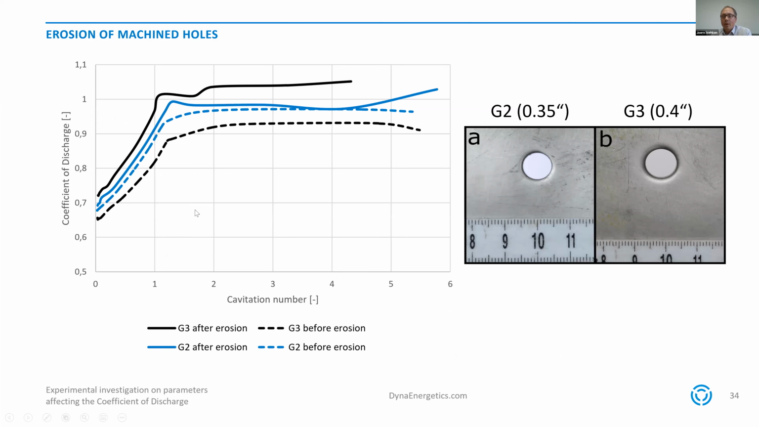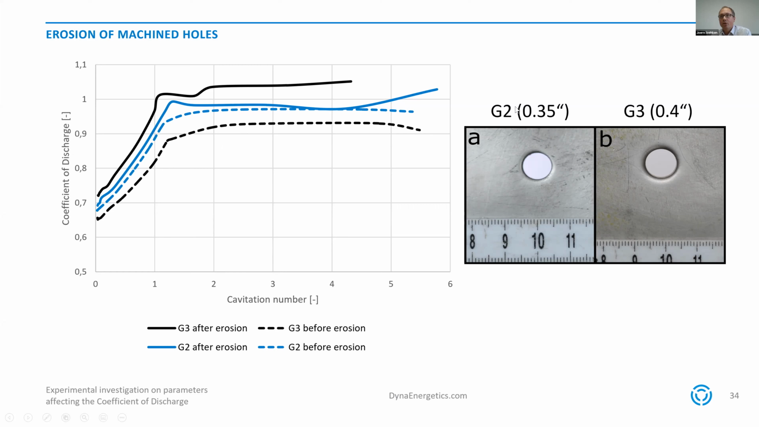I want to first start with the example of two machined plates. These were holes which were drilled with a 0.35 inch diameter and 0.4 inch diameter. The dashed lines show the measurements before the erosion experiment, and the solid lines show the results after the erosion experiment. Again, the coefficient of discharge is plotted as a function of cavitation number, so which means also a function of the back pressure.